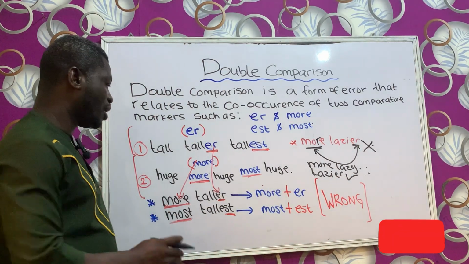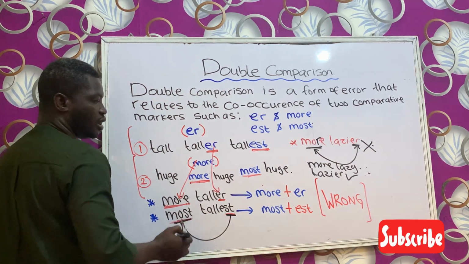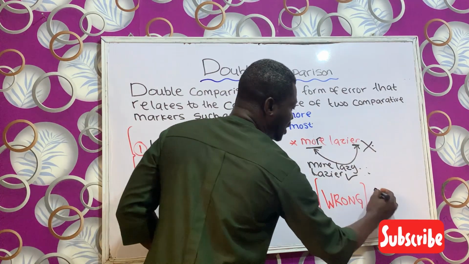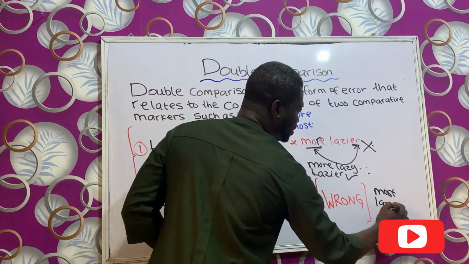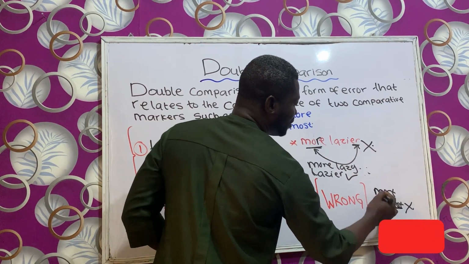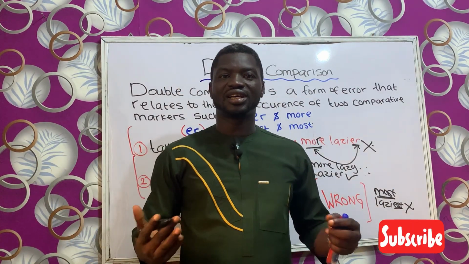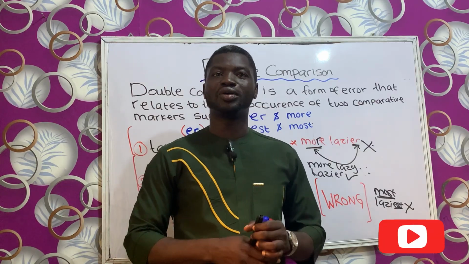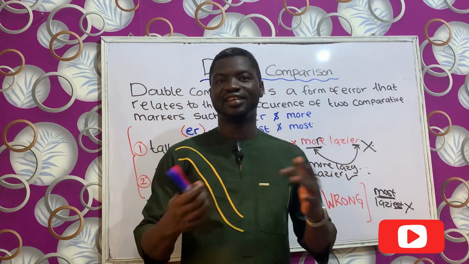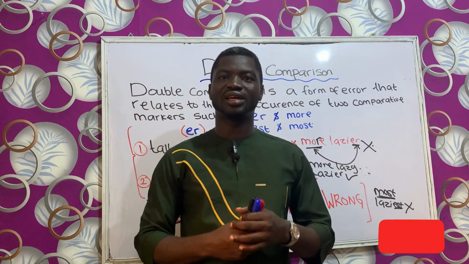One more example. Most tallest. Remember, this is EST. It does the same job as most. So this is double. So most tallest, that would be a bad example. Perhaps I need to say here, most laziest. So most laziest is bad English, and that is because EST does the same job as most. So this is what we call double comparison. Very quickly, let me just tell you what we've been able to do. We just want you to know that double comparison is a co-occurrence of more and ER, or EST and most. So when you actually bring them together, it's bad expression.